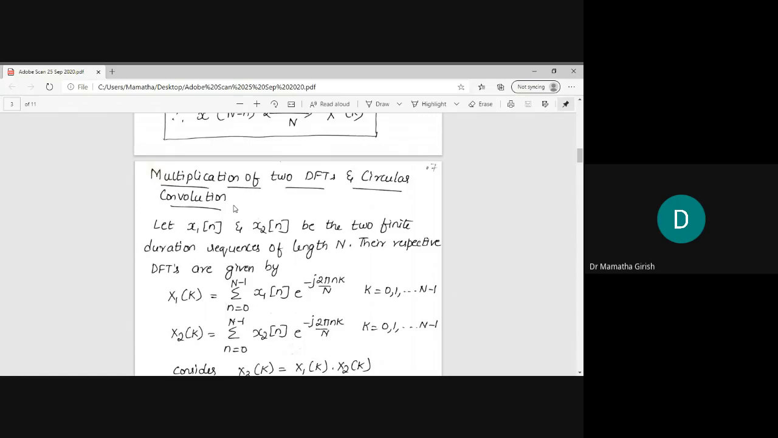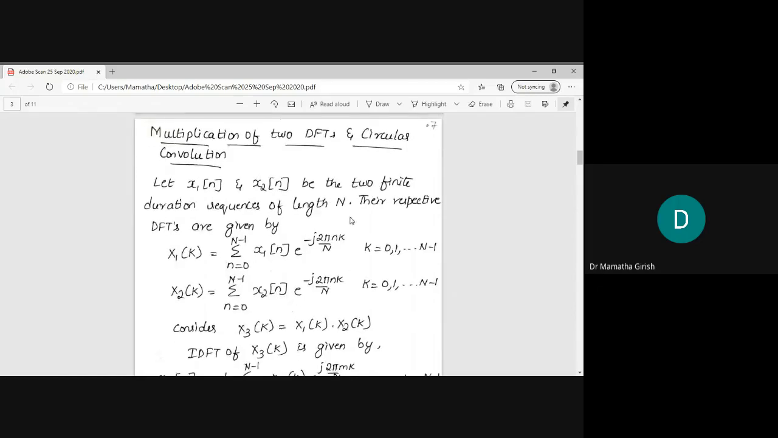What I'm doing initially is considering two finite duration sequences of length capital N. What are those two sequences? x1 of n and x2 of n. I'm considering their respective equations for DFT. Accordingly, this gives the equation for the DFT of sequence 1, and the below equation gives the DFT for the sequence x2 of n.